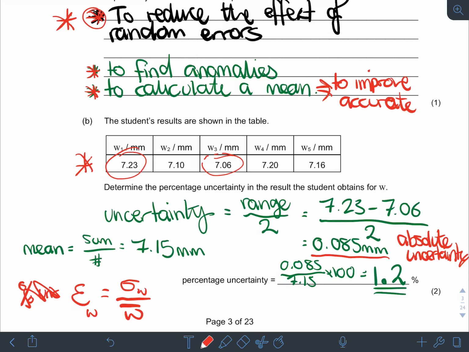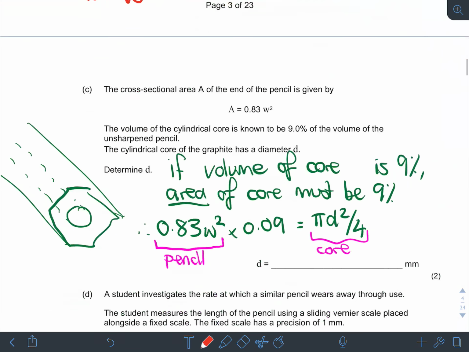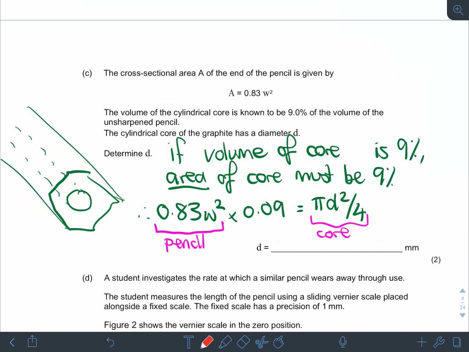Okay, so first thing we have to do is find the mean. So you add them all together and divide by how many there are. If you do that, you get an answer of 7.15. And then we're going to do the absolute uncertainty divided by the mean multiplied by 100, and you get an answer of 1.2%. Okay, so I think most people got that, but it was a little bit ropey. I know it's been a while since we've gone over that, but please remember this process for finding the absolute uncertainty when you've got multiple readings.